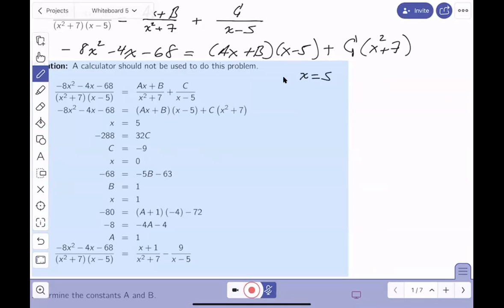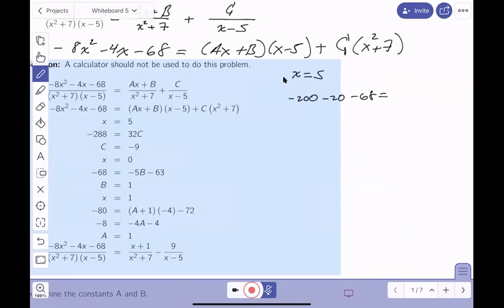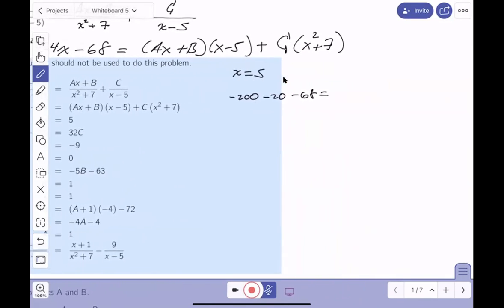I plug it in the left side, and 5 squared is 25. So it's going to be minus 200 because I have to multiply by minus 8. And then minus 20, minus 68. That's the left side. Now, someone could say that's a lot of work to do. Not really. It's pretty simple to do.